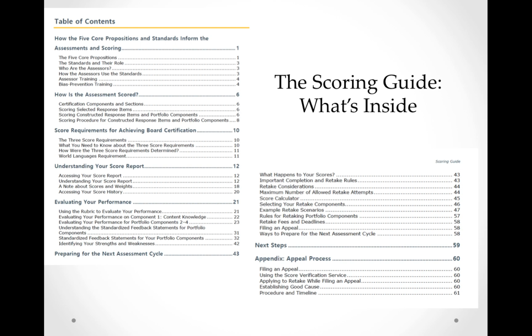And here's what's in the scoring document. As you can see, it's a pretty long document. It's 61 pages. It begins by talking about the 5 core propositions and the standards. Why is that important? Because as I was preparing for this, I was thinking, well, what does the National Board say exactly about how these components are scored? Well, that's right here. The scoring guide tells you that your components and your performance at the assessment center are scored against your standards and the 5 core propositions. That's that Accomplished Teacher website that I showed you a few moments ago.